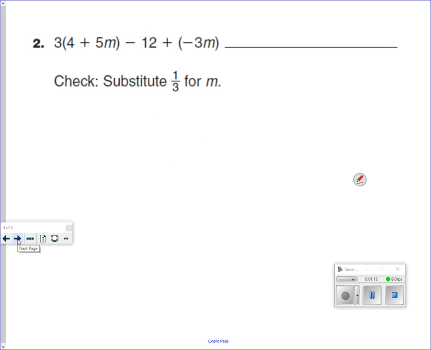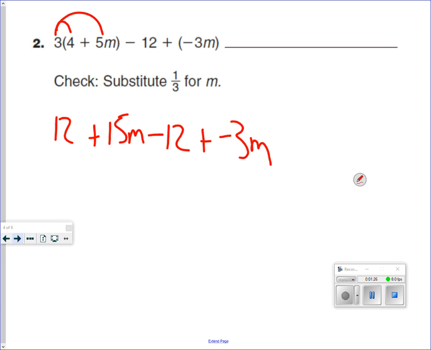Okay, here's the next one. I'm going 3 times 4, so I have 12, plus 3 times 5m is 15m, minus 12, plus a negative 3m. I'm going to combine these like terms. See how we do here? I'm going to go 12 plus a negative 12, so I'm at 0. And then I'm going to add 15m plus a negative 3m, so I'm at 12m. So my answer to this problem is 12m.